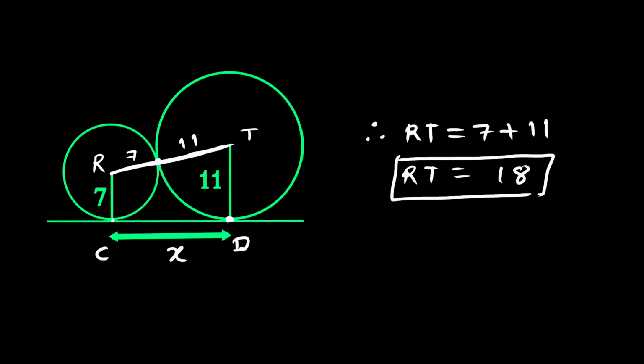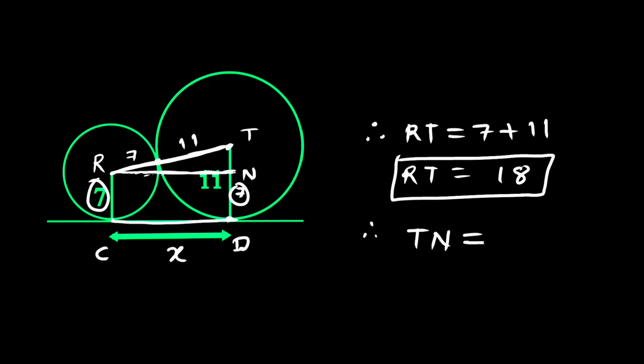Now let's look at this step carefully. Draw a perpendicular from center R to the vertical line through center T and call the intersection point N. Since both circles sit on the same horizontal line, the centers are located directly above that line by distances equal to their respective radii. Therefore, center R is 7 units above the ground and center T is 11 units above the ground. The vertical difference between the centers is therefore 11 minus 7, which equals 4.